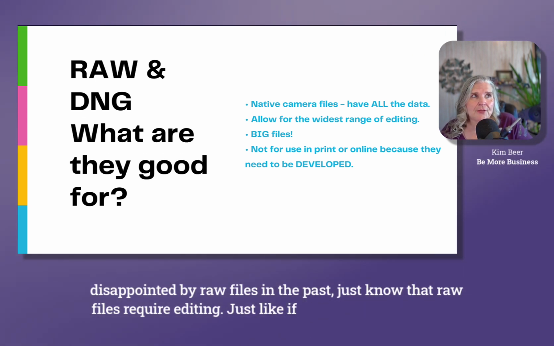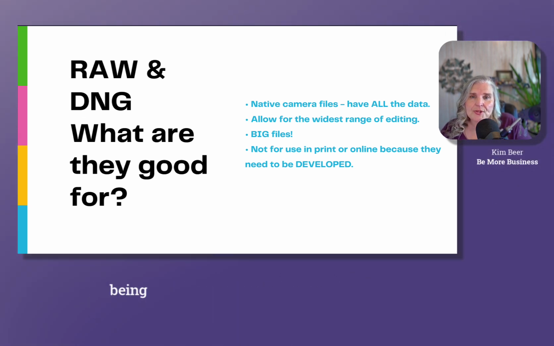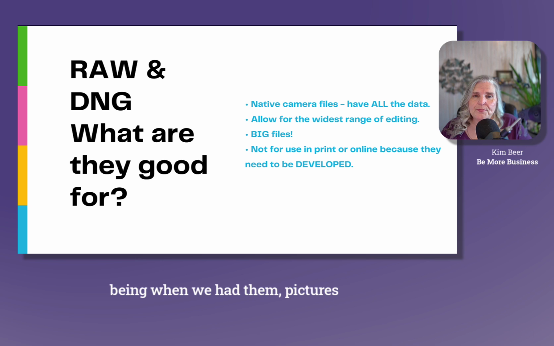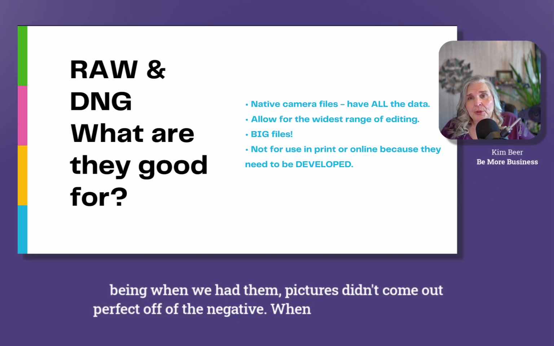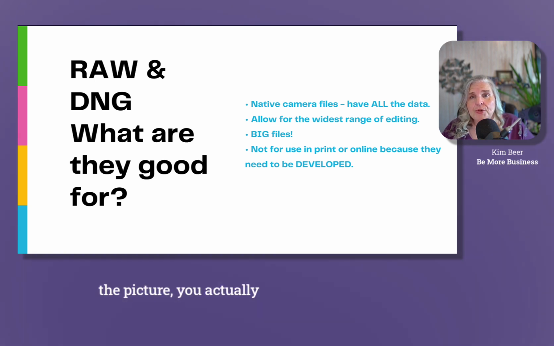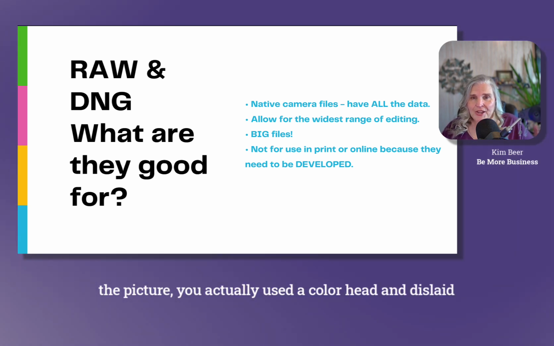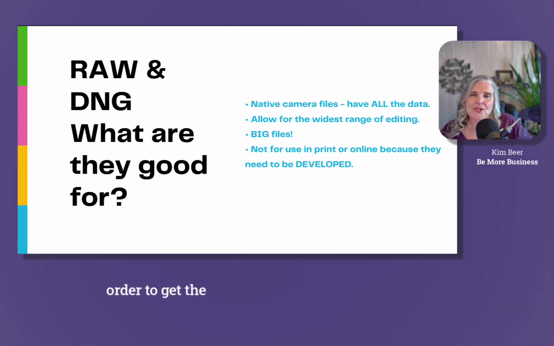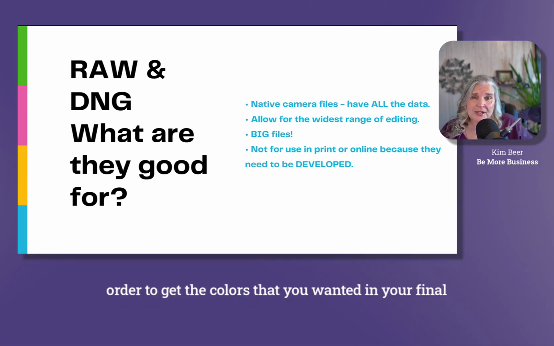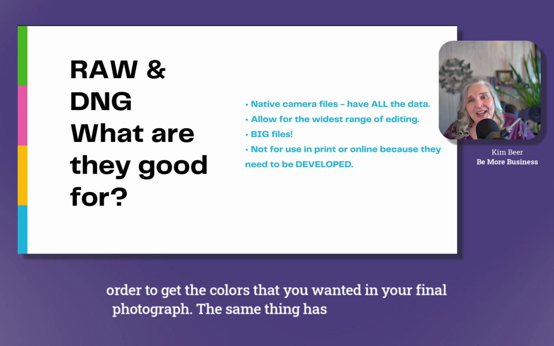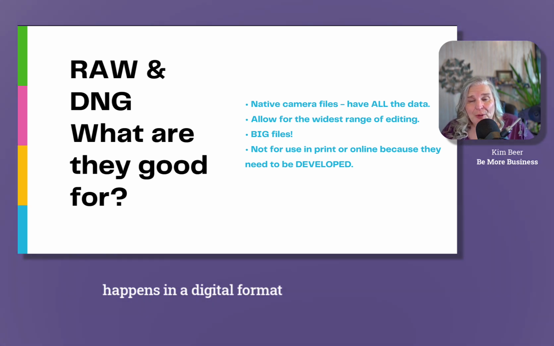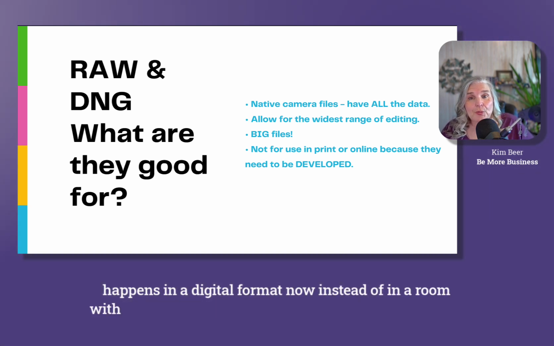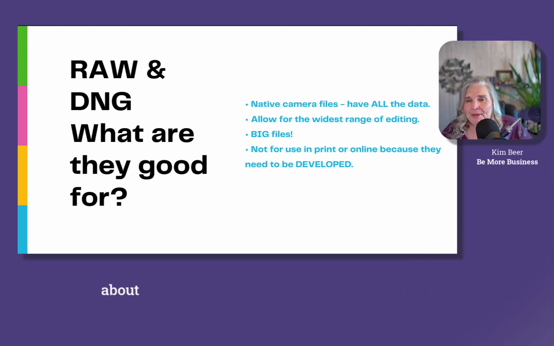It's just like a negative used to be when we had film. Pictures didn't come out perfect off of the negative. When you went in to process the picture, you actually used a color head and displayed light differently onto the paper through the negative in order to get the colors that you wanted in your final photograph. The same thing has to happen. It just happens in a digital format now instead of in a room with a lot of chemicals. So trust me on this. I'm so happy about that.